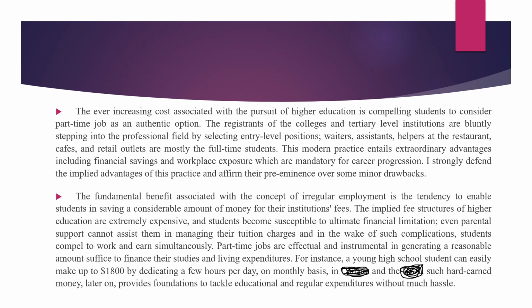The implied fee structure of higher education is extremely expensive and students become susceptible to ultimate financial limitation. Even parental support cannot assist them. Instead of help, you are using the word assist, in managing their institution charges, and in the wake of such complications, students are compelled to work and earn simultaneously. So a compound complex sentence has been used over here. First, you have mentioned the advantage, then you have explained the advantage: part-time jobs are instrumental in generating a reasonable amount of money to finance their studies and living expenditures.